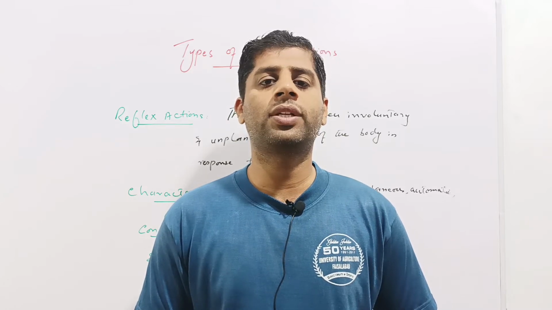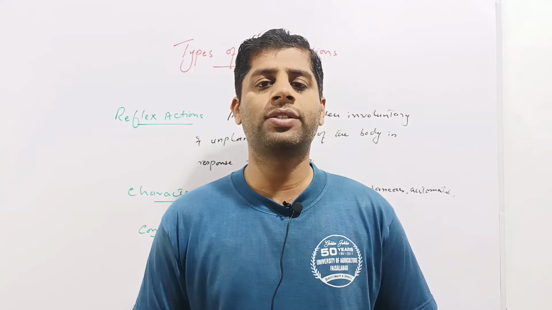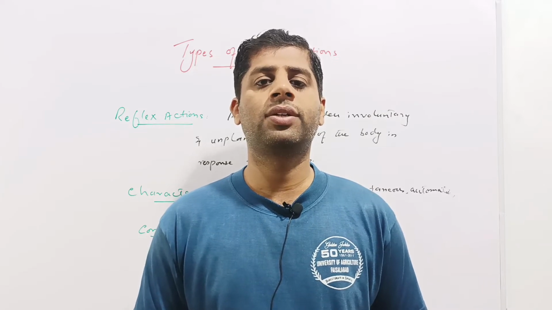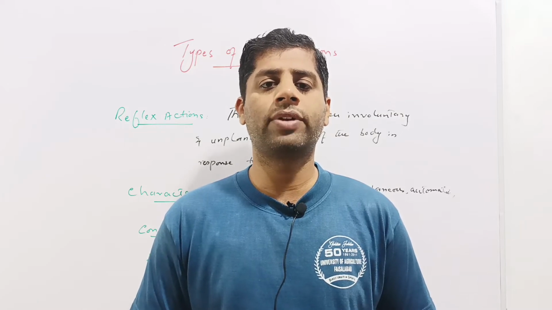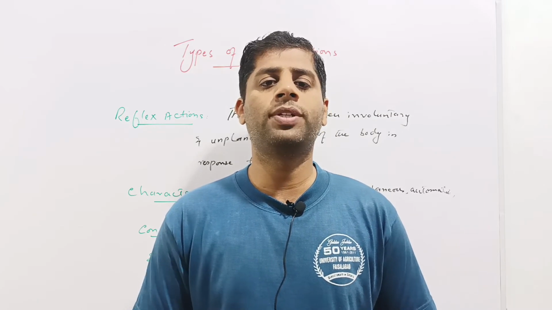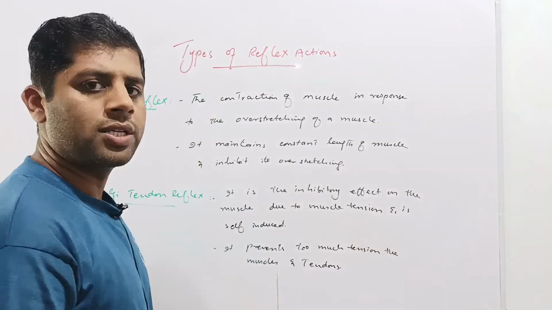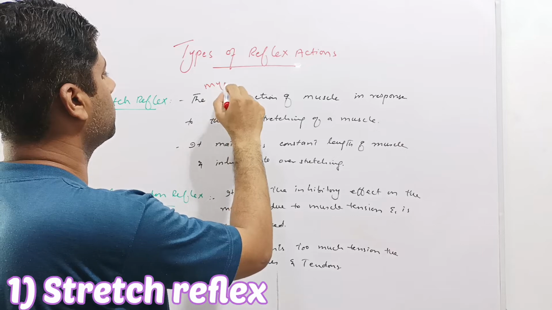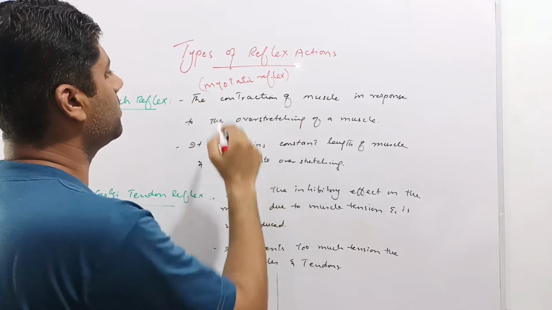Now we will study the classification of the reflex actions. Basically, there are 4 types of somatic reflex actions. These are the stretching reflex, Golgi tendon reflex, withdrawal reflex, and crossed extensor reflex. All of these 4 types will be discussed in today's lecture. The first type is the stretch reflex. This is also called the myotatic reflex because it is involved with the muscles.